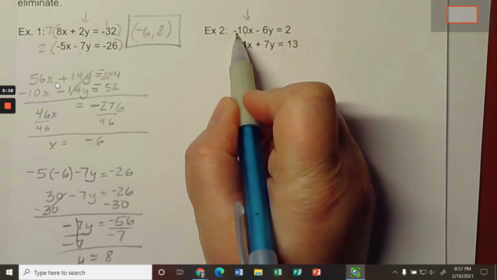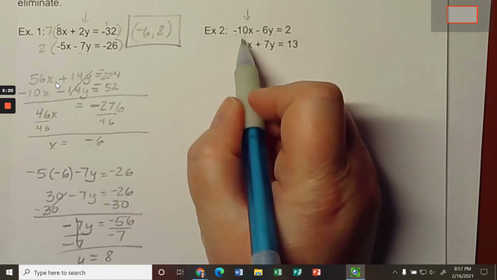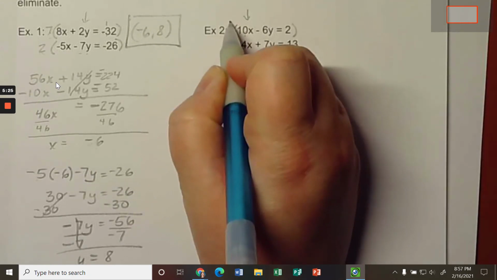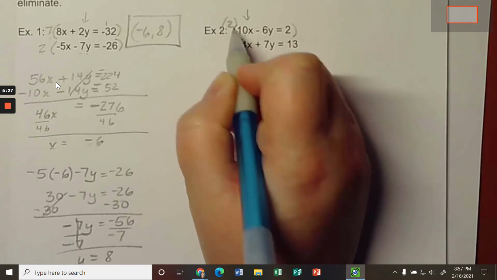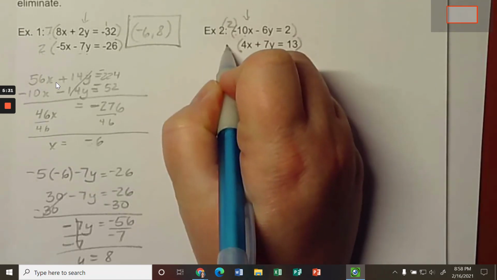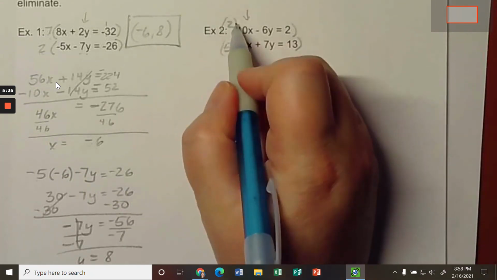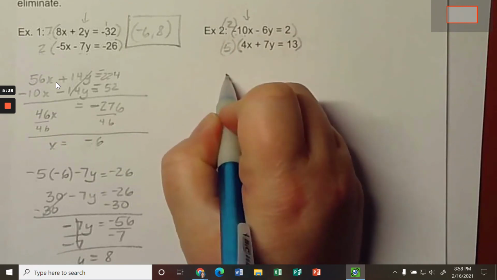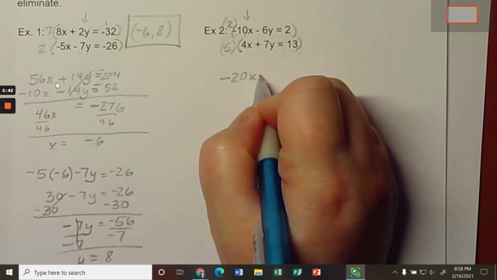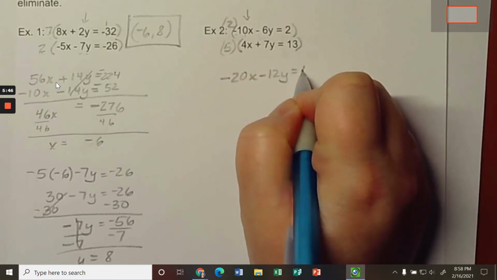One's already negative and one's already positive, so that's great. So we just want to get these to 20. I'll take my top equation and multiply it by 2 to get to negative 20x, and I'll take the bottom equation and multiply it by positive 5 to get to positive 20x. So then we'll go ahead and distribute. 2 times negative 10x is negative 20x. 2 times negative 6y is negative 12y. And 2 times 2 is 4.